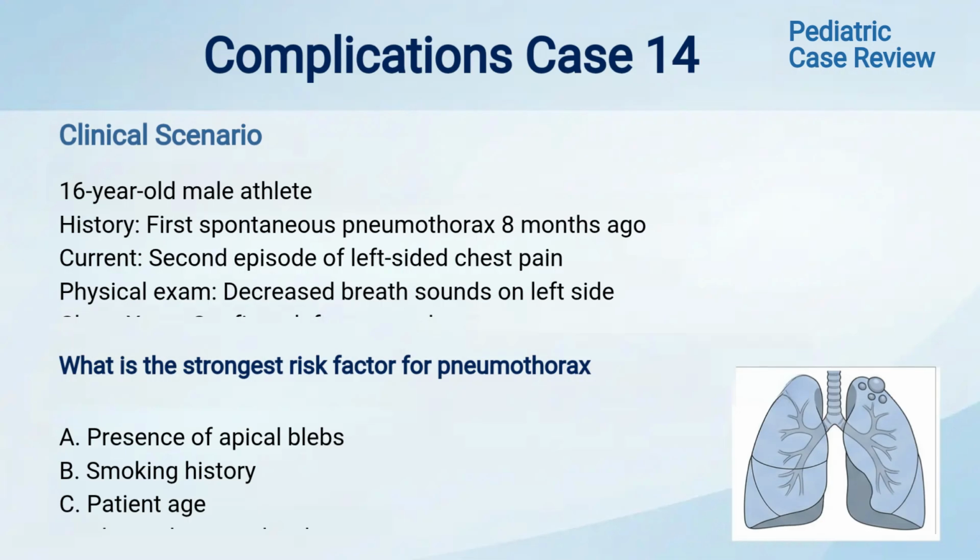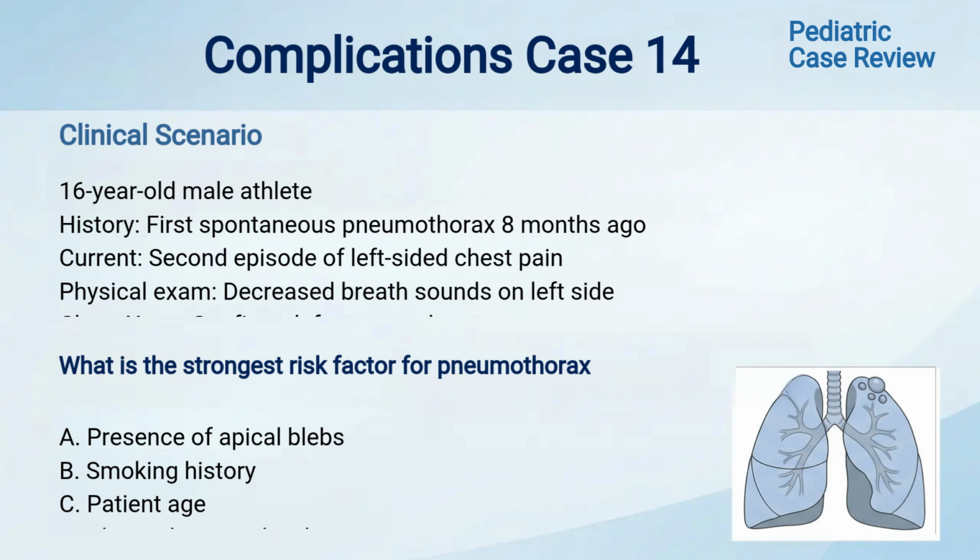Case 14. Complications case. A 16-year-old male athlete had his first spontaneous pneumothorax 8 months ago. He now presents with a second episode of left-sided chest pain. Physical examination reveals decreased breath sounds on the left side. Chest X-ray confirms left pneumothorax. What is the strongest risk factor for pneumothorax recurrence in this patient?